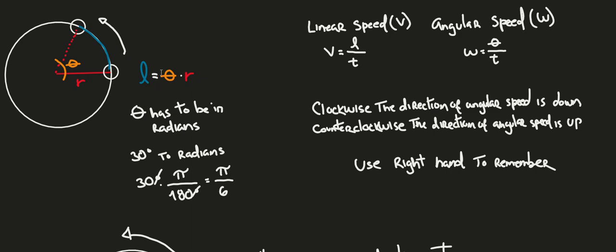If we're given, for example, the angle and the radius and we need to know the length, we need to use this formula, but theta has to be in radians. To change any value to radians, we multiply the value in degrees by pi over 180 degrees. The degrees will cancel and we make the division and we get a result of pi over 6 radians.